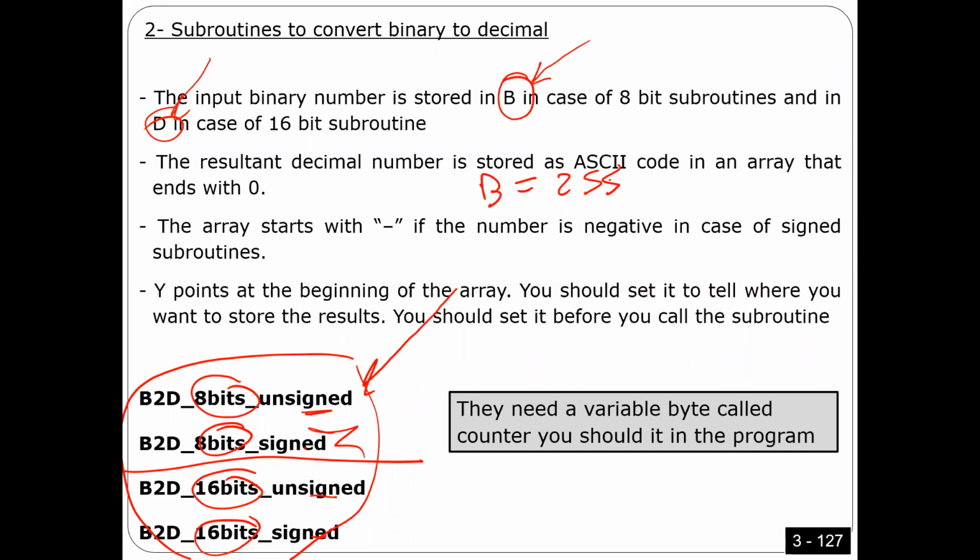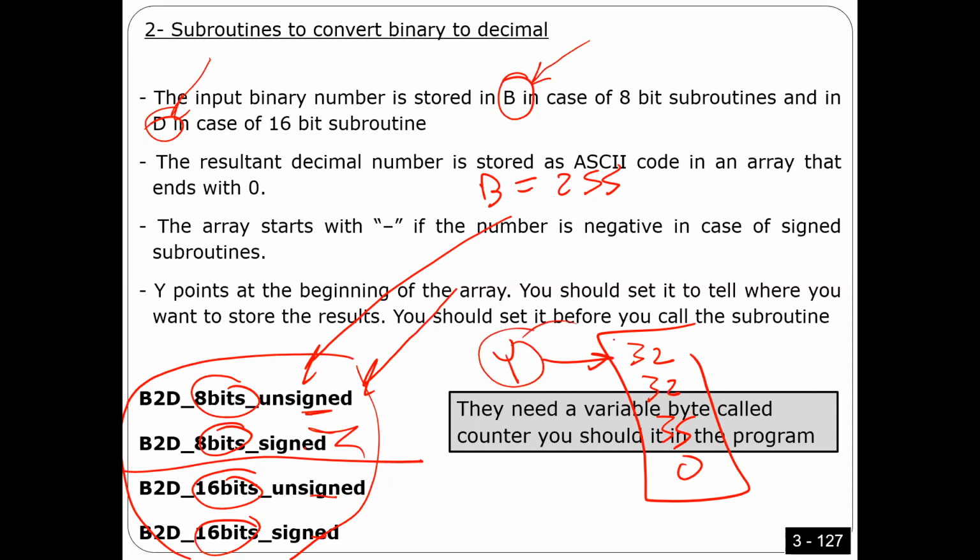So here I'm going to put in B 255, and then I'm going to call the function. What this function is going to do is give me 32, 32, 35, and 0, starting from location, from array, starting from location pointed by Y. You got what I'm saying?